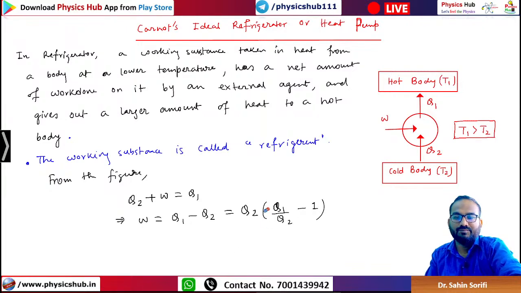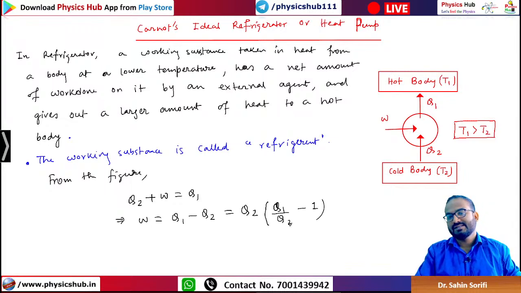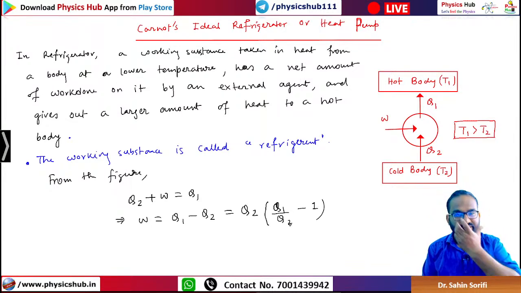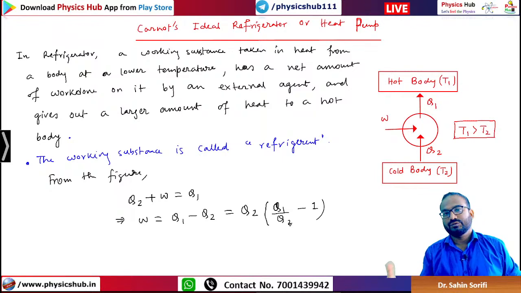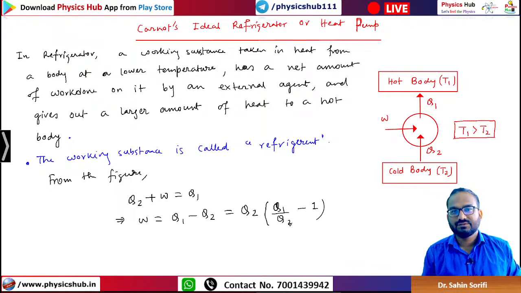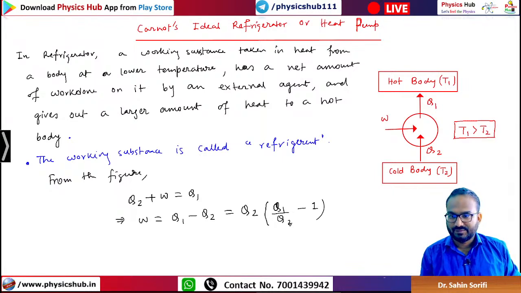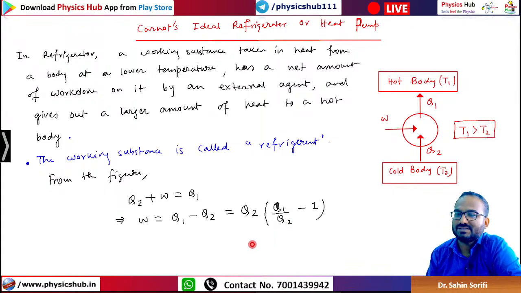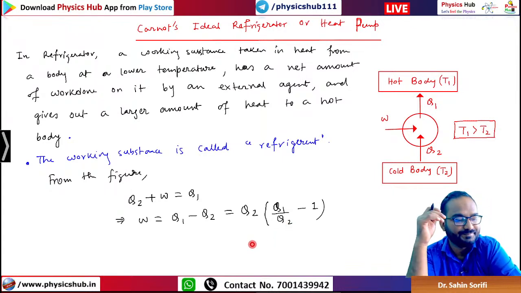So if you talk about the performance, how will you decide the performance? Performance is decided from the desired output and the input you are giving. If you are getting more desired output, it means the performance is good. If the desired output is not so good, the performance is not so good. So here, what is the input and what is the output? Can you tell me?